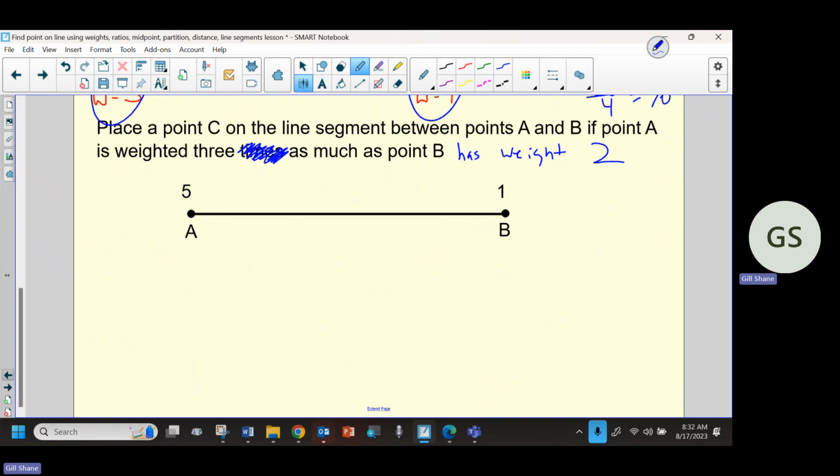All right, so I'm going to get going a little faster. So hopefully you're done or wrapping it up. So people that are done can kind of start telling me what to write. What do I write underneath the A? W equals 3. It says point A is weighted 3.